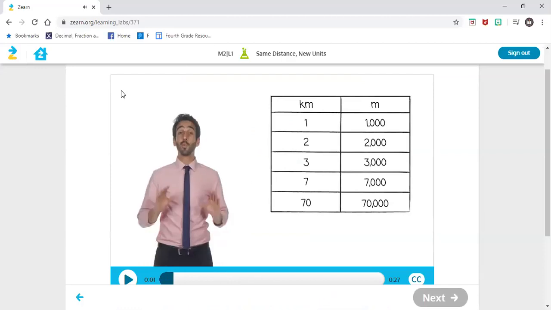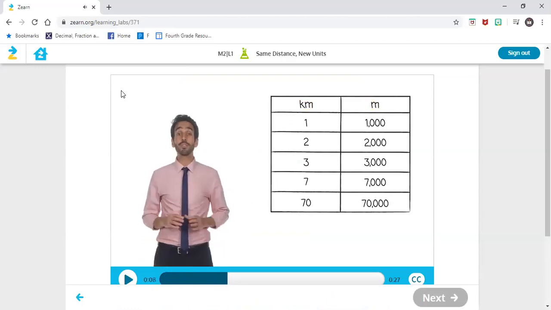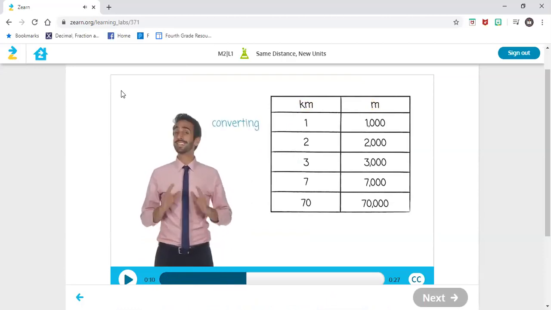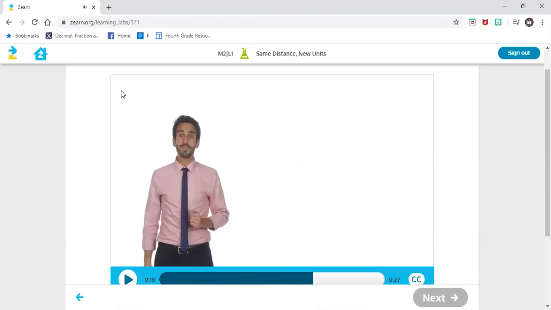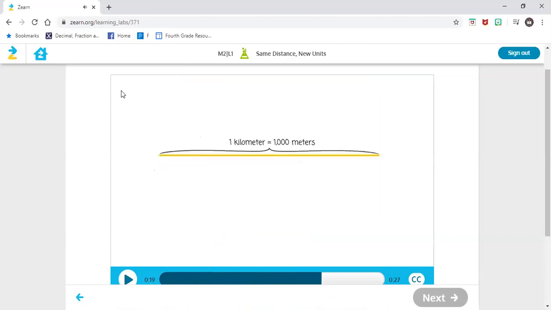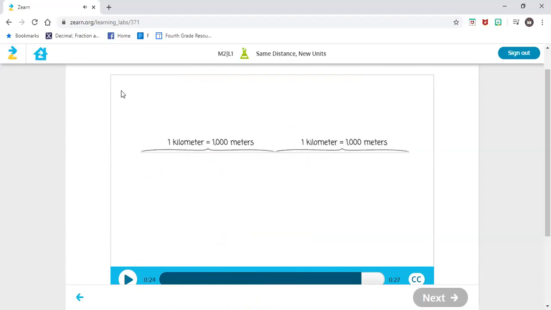We are working hard to rename kilometers as meters. When we rename using different units, we call this converting. The distance isn't changing, just the units we're using to measure it. Can you convert from meters to kilometers now? If 1,000 meters equals 1 kilometer, 2,000 meters equals how many kilometers?